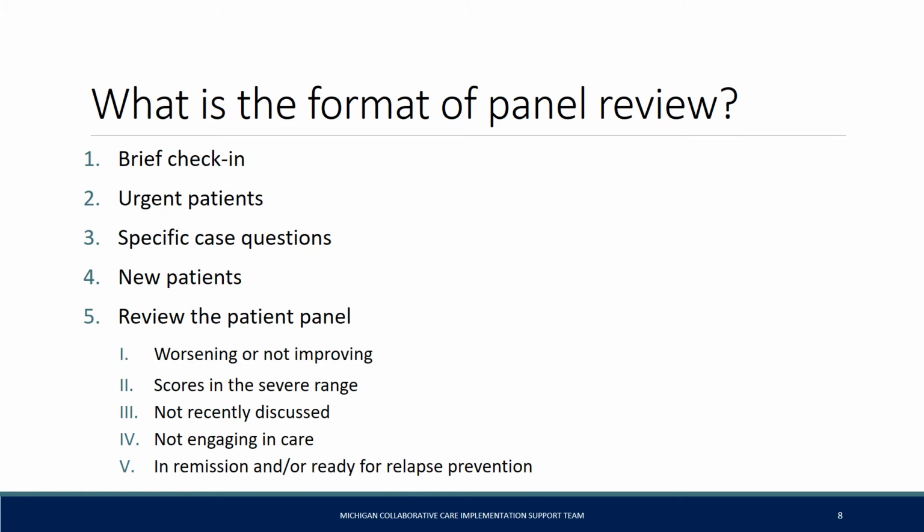We may also want to discuss patients who don't seem to be engaging in care. So maybe those are the patients that haven't had a PHQ-9 or a GAD-7 score entered into the registry for a while. And we might want to talk about why that's happening and whether we're doing everything we can and where we should go from here. And lastly, we might want to discuss patients that appear to be in remission or are ready for relapse prevention planning. So those might be the patients with PHQ-9 or GAD-7 scores that are very low and could either be discharged or moved on to a stable monitoring level of care, all depending on your organization and how you are approaching those levels of care.